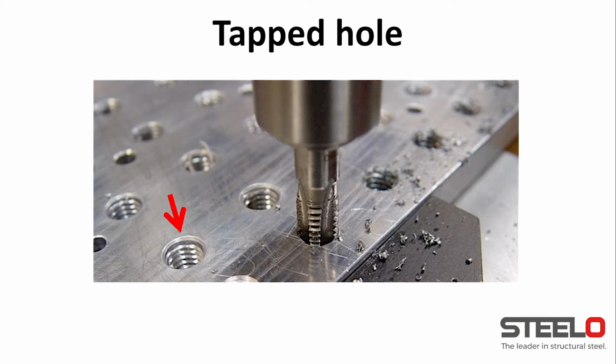A tapped hole is a hole with a thread inside. Normally it is not used in structural steel, but sometimes if there's no access to, let's say, tighten a nut, instead of leaving it that way, you would have a tapped hole so that you could screw the bolt straight into the hole without having to have access from the back for the nut.